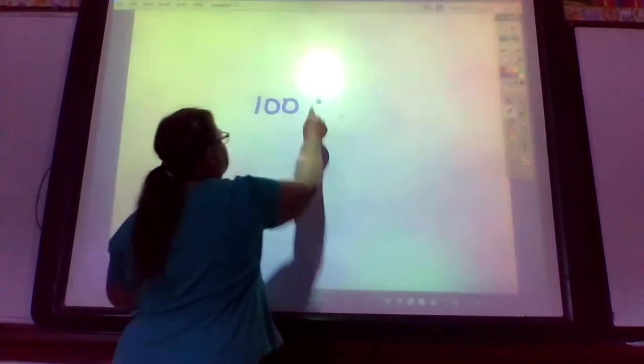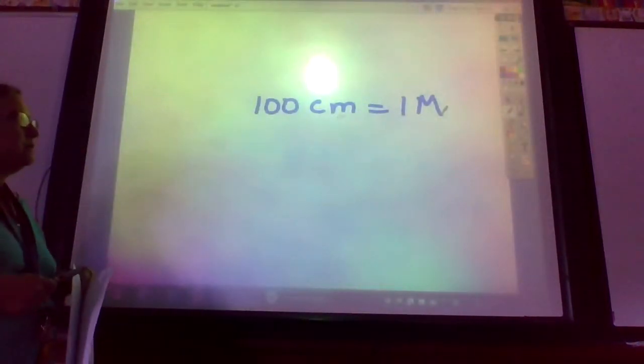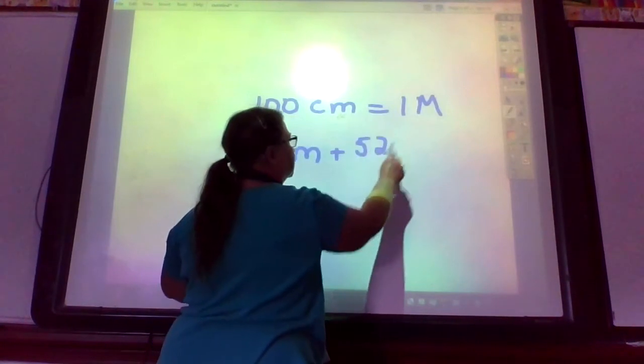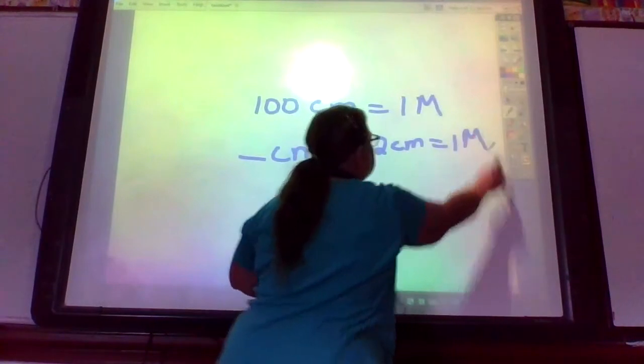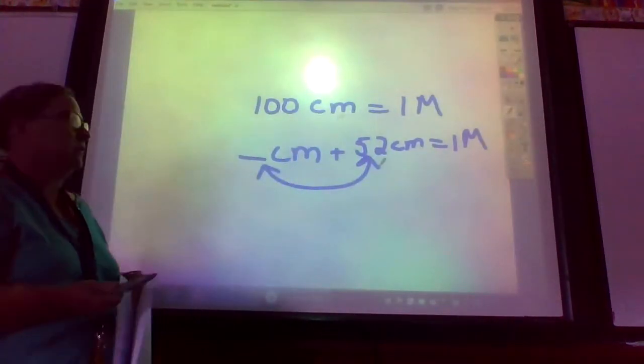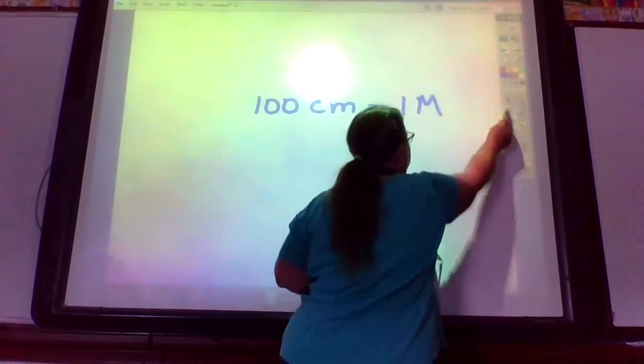Before we get started, I'm going to give you another clue to what a meter is, okay? 1 meter is 100 centimeters. 1 meter equals 100 centimeters. So I'm going to put that on the board. 100 centimeters equals 1 meter. So, when you get to those problems, and it says blank centimeters plus, say, 52 centimeters equals 1 meter, you know these two have to add up to be 100. That's how you would figure that one out. I'm going to leave that there, just in case anybody gets that far.